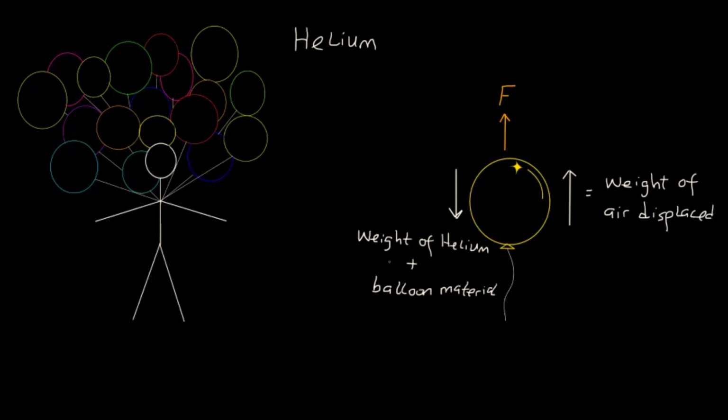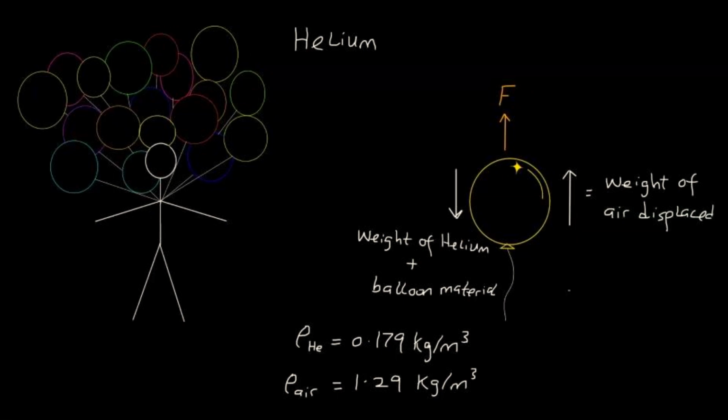Helium has a density of approximately 0.179 kilograms per meter cube, and air has an approximate density of 1.29 kilograms per meter cube. If we assume, in this case, that a helium balloon is spherical and has a diameter of 33 centimeters, and that the average person weighs 72 kilograms, we can determine, using Archimedes' principle, the minimum amount of balloons required to lift the average person. We're also going to neglect the weight of the balloon's material to make our calculations simpler. We'll start by calculating the upthrust on a single balloon.